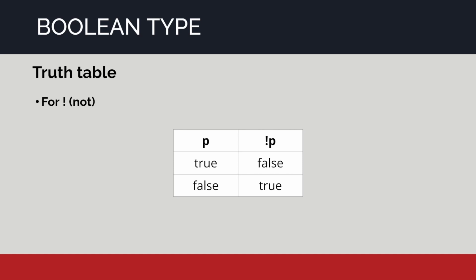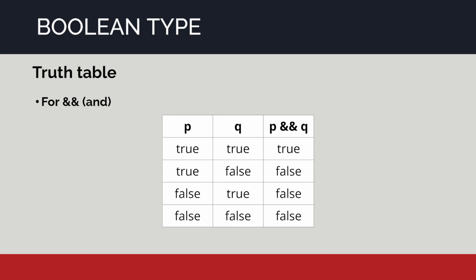If you look at the truth table, it's pretty simple. If the input is true, then not P is false. And if the input is false, then not P is true. So here's a more complicated one for and. And has two inputs, represented in this table by P and Q. You can see that there are four rows in this table, because we wanted to come up with every single exhaustive input combination for all of these expressions.